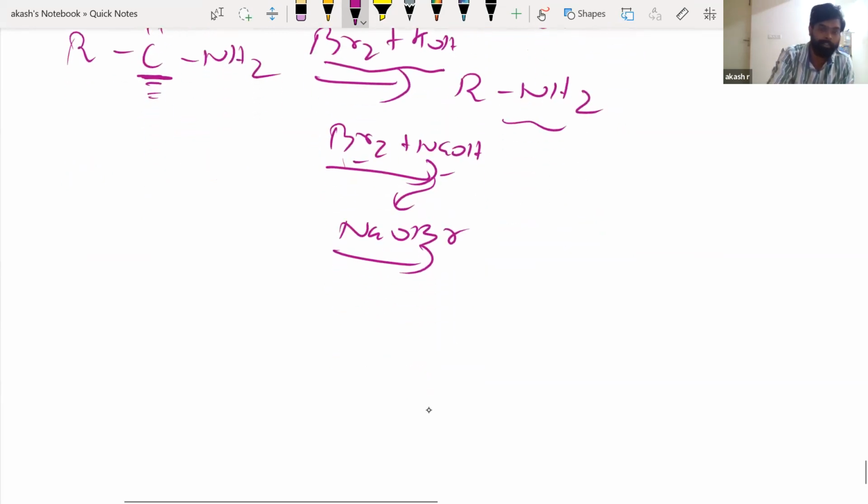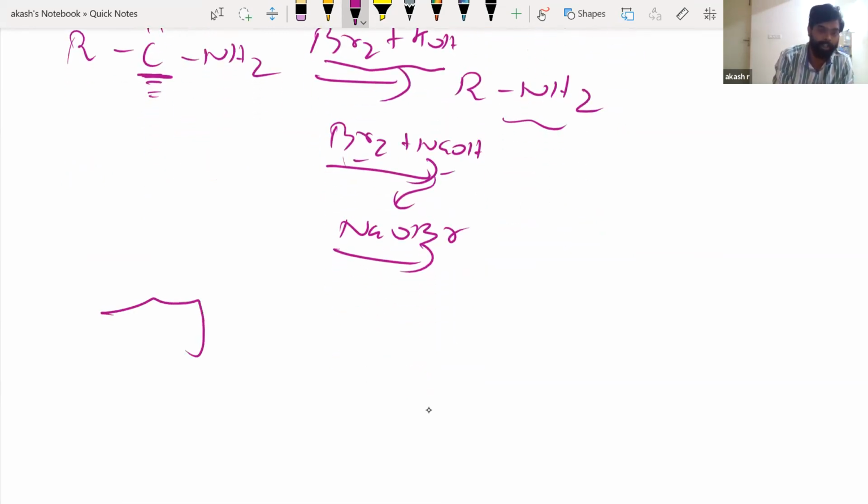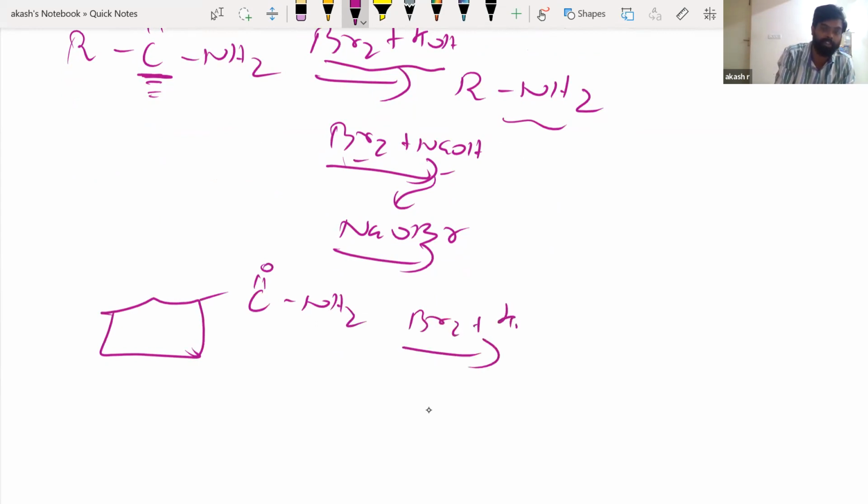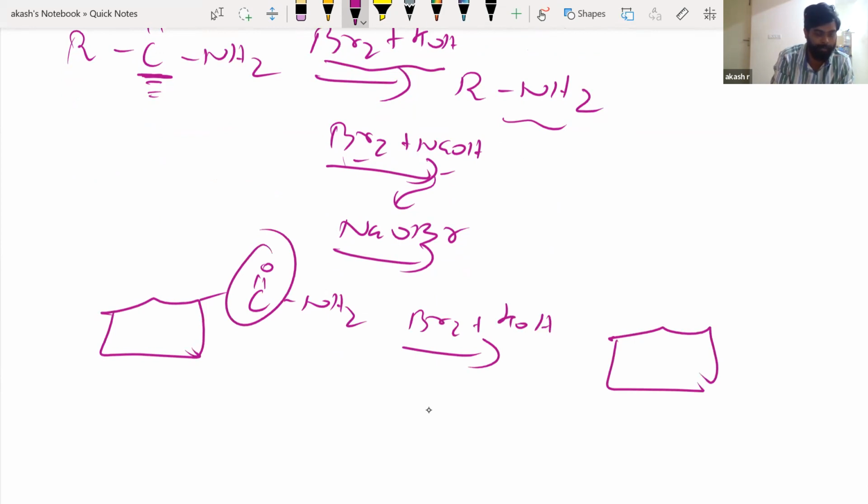For example, if I start with, say, a 5-membered ring with a C double bond O, NH2, and I go for this Br2 in the presence of KOH, if I ask you what is going to happen, you will write that this C double bond O is going to be gone. All you have to do is just remove this and attach this carbon atom with this nitrogen atom. That's it. So you will write NH2 directly in the ring.